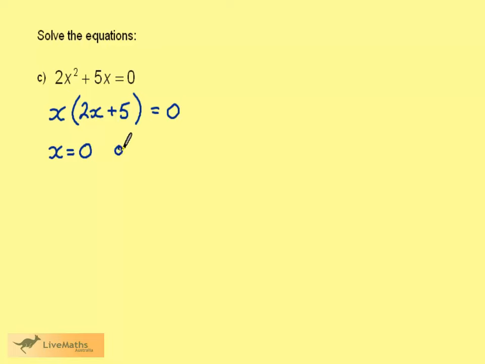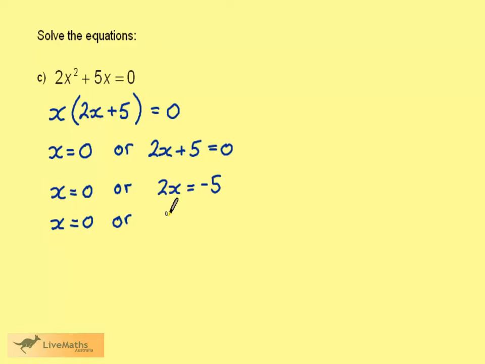So x is 0, or 2x plus 5 is equal to 0. Let's look at what happens to 2x plus 5. We have x equals 0, or, subtracting 5 from both sides, we get 2x is equal to minus 5. So x is equal to 0, or, dividing both sides by 2, x is equal to minus 5 over 2, which as a decimal is minus 2.5.